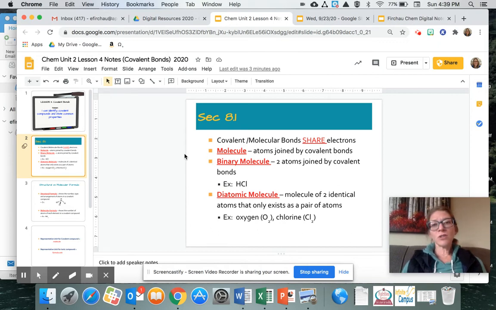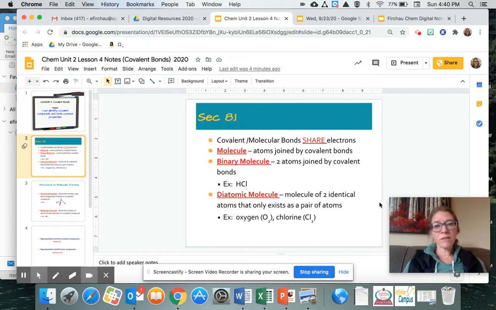Molecule is a term used for two atoms joined by covalent bonds. So when you say the term molecule, it really only represents covalent bonds. And covalent bonds are formed from two nonmetals when they bond from the periodic table. A binary molecule, so binary means two. Binary is when two atoms are joined by covalent bonds, such as HCl.